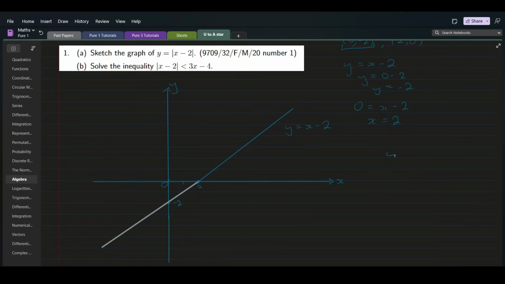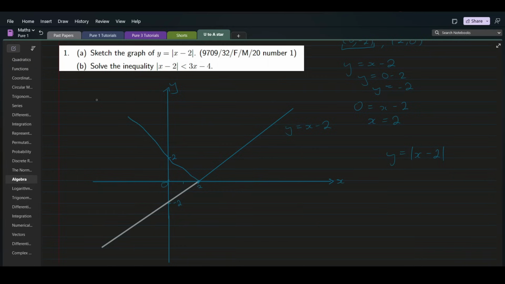Now we want the graph of y equals modulus of x minus 2. So we know that the modulus is always positive, so that means that this part that I've drawn in gray has to be reflected in the x-axis. So we then go ahead to reflect this part. So we know that it passes through (0, -2), which means that it must pass through (0, 2) if we reflect it. So that would look something like that.